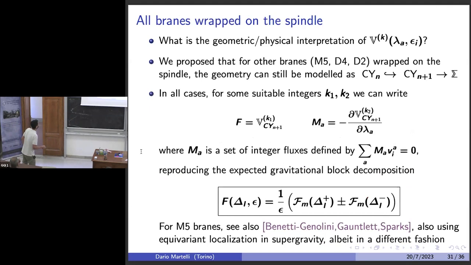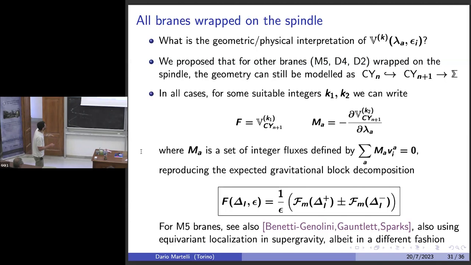But what is the geometric or physical interpretation of these objects for different cases? In fact, if anyone in the audience has any comment, I'll be very happy to discuss.